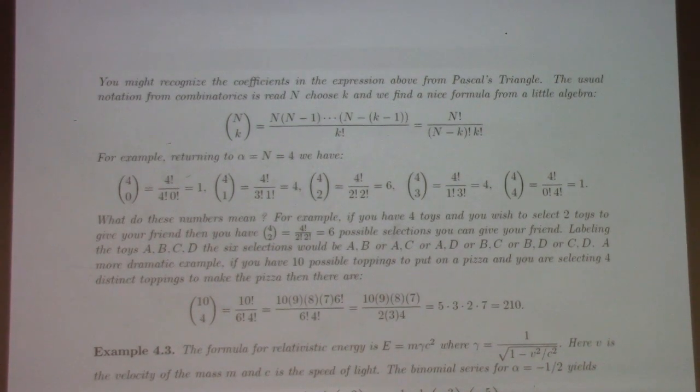For that reason, I've included an example. If you have toys A, B, C, D, and you want to pick 2 of them, there are 6 possible selections. See, because 4 choose 2 is 6, corresponding to either AB, AC, AD, BC, BD, or CD. These are the 6 distinct ways to give 2 toys from a selection of 4. So that's the combinatorial meaning of this n choose k. All right, you may or may not have seen this before.